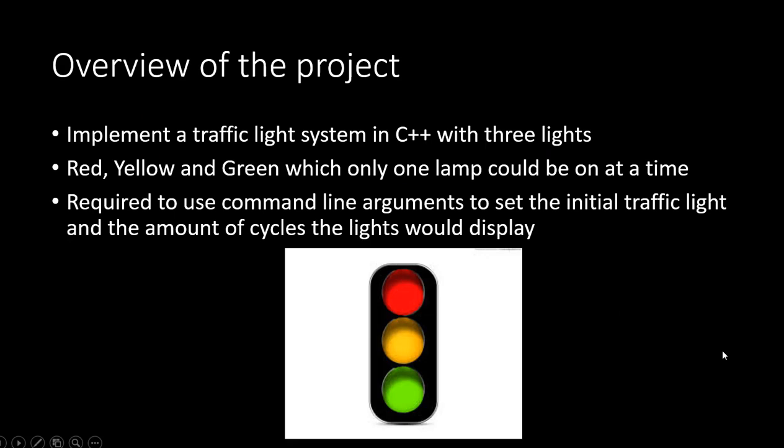So a bit of an overview of the project. The requirements of the project were to simulate a traffic light system in C++ with 3 lights, which were red, yellow and green, where only one lamp could be on at a time. And this was required to use command line arguments to set the initial traffic lights and the amount of cycles that the light would display.